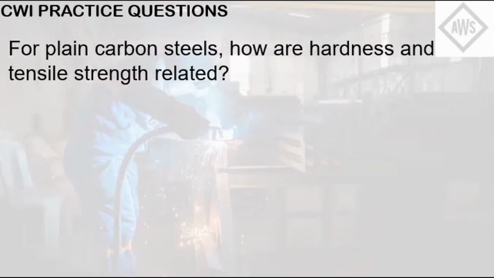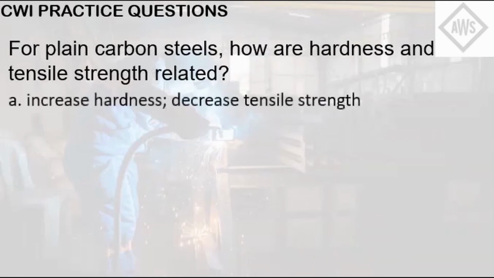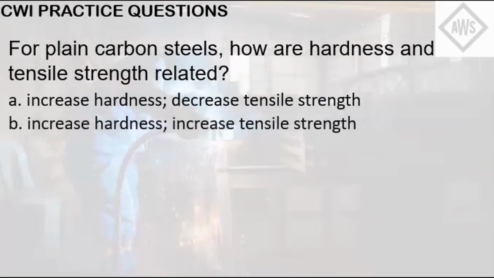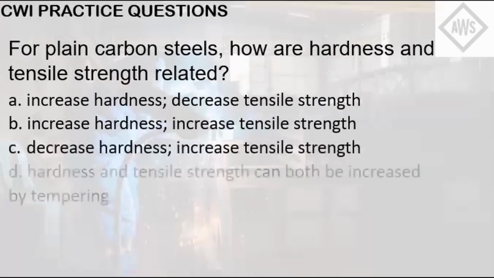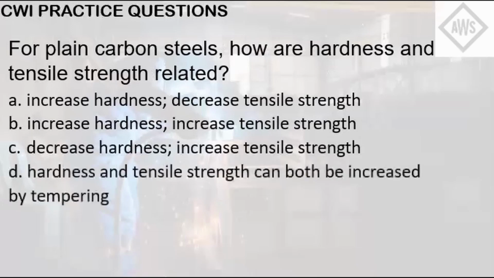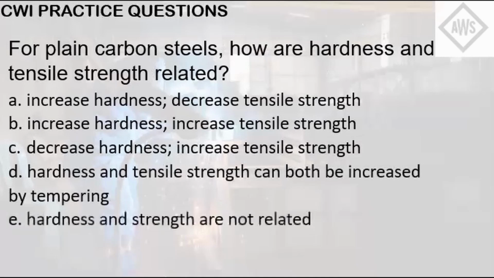For plain carbon steels, how are hardness and tensile strength related? Letter A, increase hardness, decrease tensile strength. B, increase hardness, increase tensile strength. C, decrease hardness, increase tensile strength. D, hardness and tensile strength can both be increased by tempering. E, hardness and strength are not related.